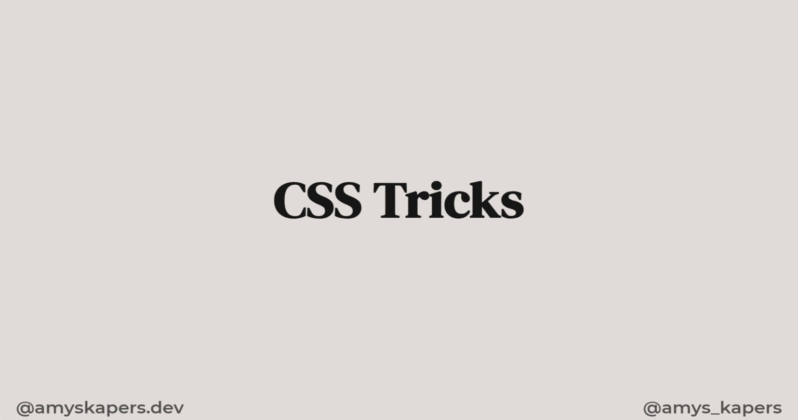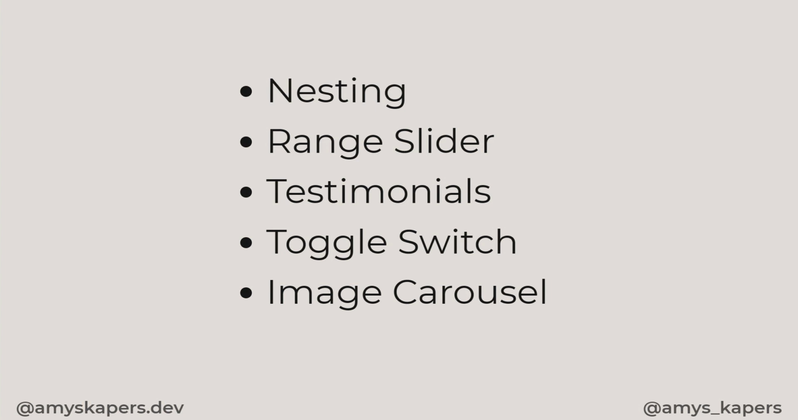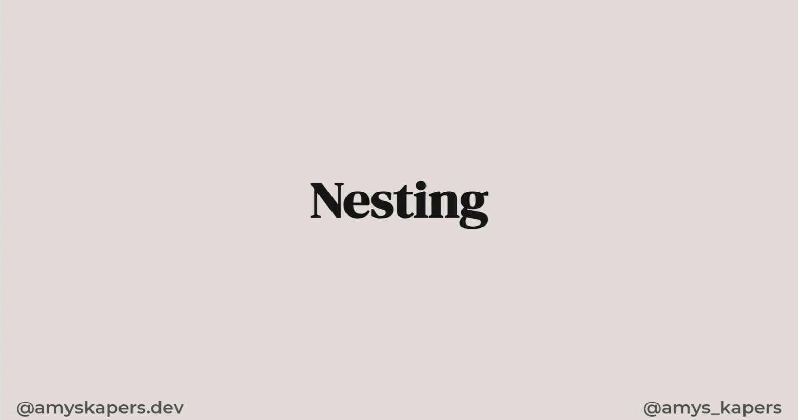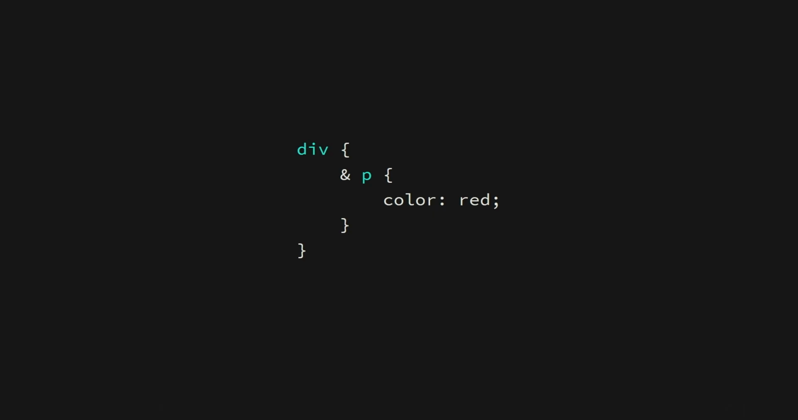Next, we have a couple of tricks with CSS. We're going to have a look at nesting, sliders, testimonials, switches, and one of our favorite things to build, image carousels. First up, nesting. One of the things that we often use build tools for, specifically CSS pre-processors or post-processors or frameworks or libraries, is nesting, because it is so much easier for us to nest elements inside of one another rather than having to write the full selector out.